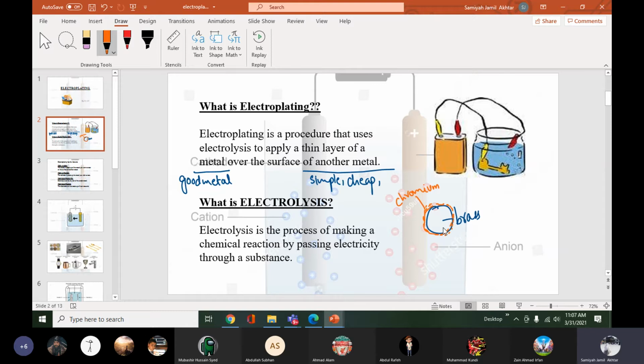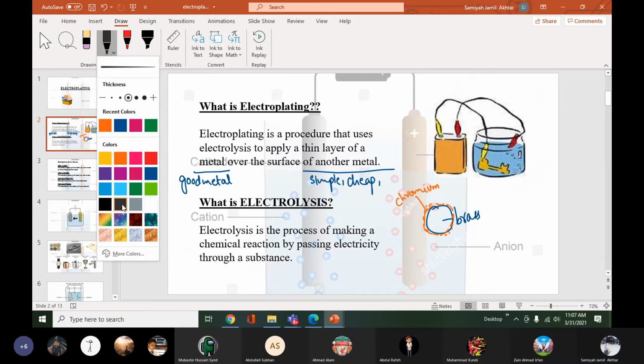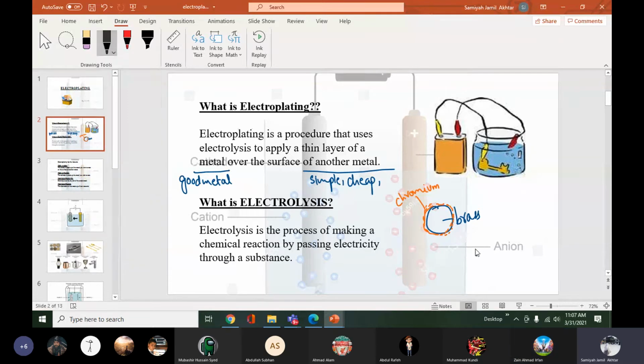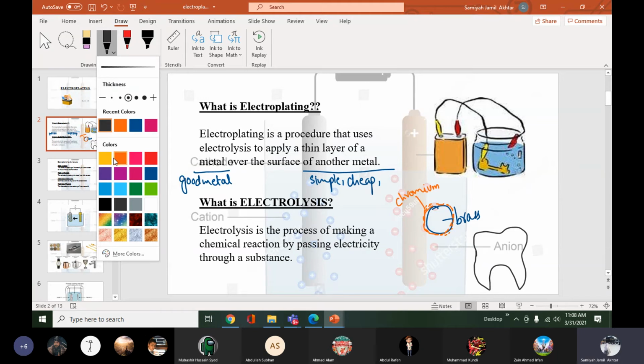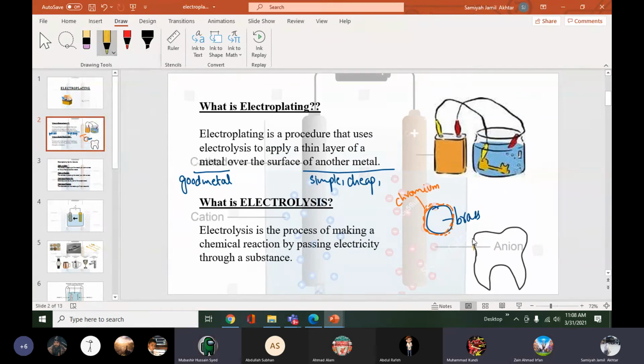Have you ever heard about gold plated jewelry or silver plated spoons, silver plated utensils? Your mother must know about gold plated jewelry. And you must know about teeth. Sometimes people use gold plated teeth, and sometimes they also put silver plated teeth. Yes, silver plated or gold plated.